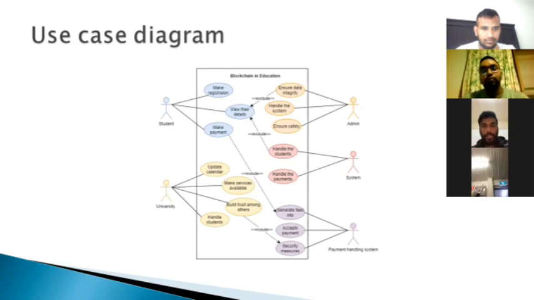And when it comes to the admin, they ensure data integrity, handle the system as well, and ensure safety. When it comes to the system, the admin rules the system, but the system handles the students and the payments of the students. So it's related to each other. The admin looks after the system and the system looks after the students. When it comes to the payment handling system, it generates fee slips, accepts payments, and provides security measures. Next slide, please.